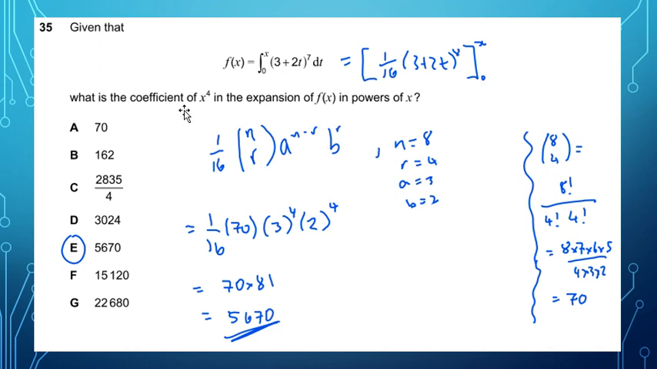We're only interested in the coefficient of x to the 4, so we're not going to worry about the 0 too much. What we're going to have to do is to look at the expansion of 3 plus 2x to the 8. Okay, so it would be too much of a chore to work out all the powers in the expansion up to 4, so we really need to use the general term in the binomial expansion. We've got the 1/16 there from this integration.